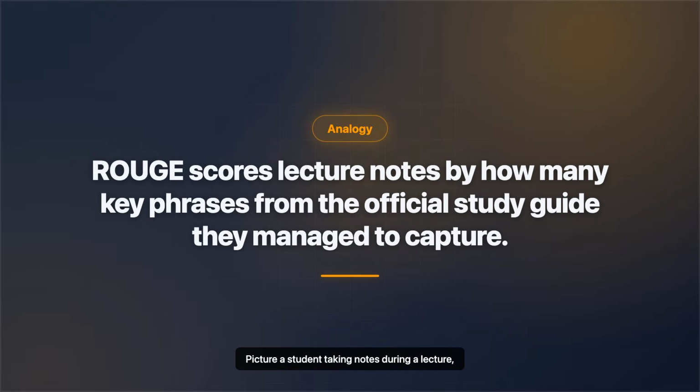Picture a student taking notes during a lecture, and you want to grade those notes against the official study guide. ROUGE counts how many of the key phrases from that study guide showed up in the notes. The more important concepts the notes covered, the higher the score. That's exactly the recall orientation. The reference is the source of truth, and coverage of it is what gets rewarded.